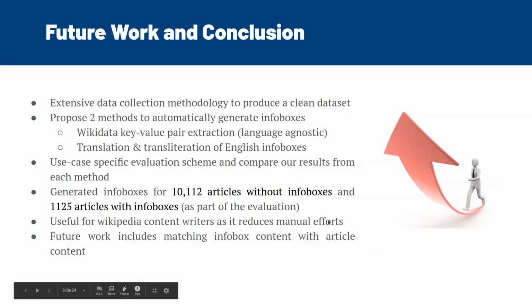That brings us to the end of our presentation. We have generated infoboxes for over 10,000 articles without infoboxes, and our evaluation included more than 1,000 articles. This tool is useful for Wikipedia content writers as it reduces their manual efforts and gives them a good starting point. Future work in this domain can include matching the infobox content with the article content to ensure that they are both in sync.